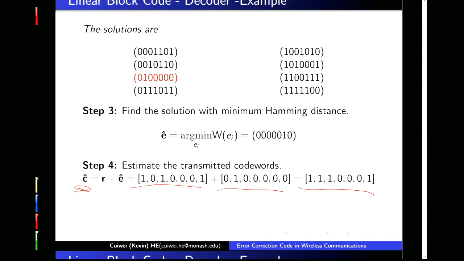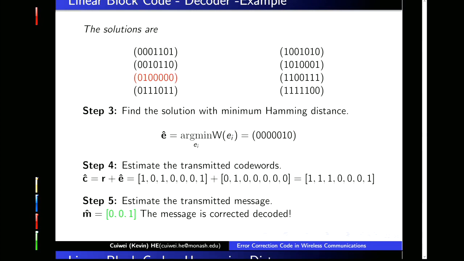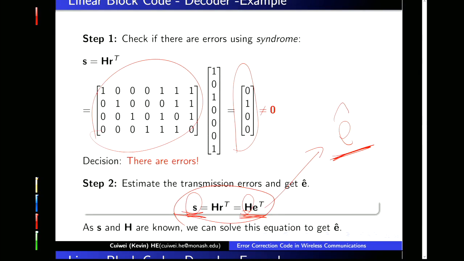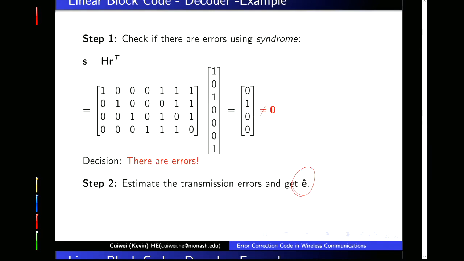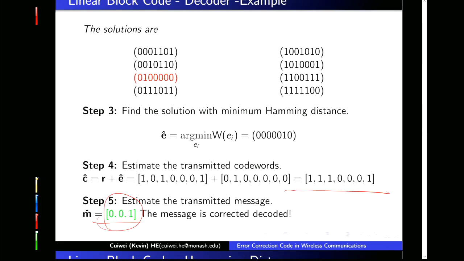Let's get back to the page. Because we got the code word, we can find its corresponding message sequence, which is 001, exactly the one we transmitted. That shows this encoder structure works: even if one error happens in the transmission, we can still successfully decode the transmitted message. So this is basically the idea of how the linear block code works.